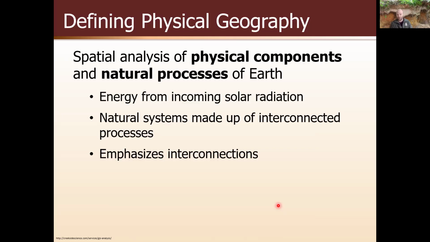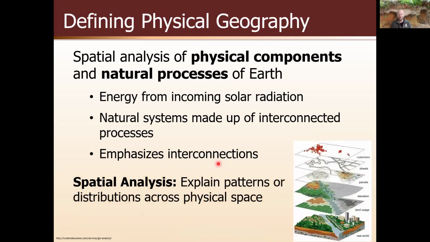As you'll see, in Earth system interactions we're going to emphasize the interconnectedness of Earth's four major systems. And to tie that to spatial analysis, a major part of geography in general and physical geography, we're quantifying, interpreting, and analyzing space to explain patterns or distribution, whether that be of certain plant species, human migration, or atmospheric conditions. So we're using spatial analysis to explain physical space.